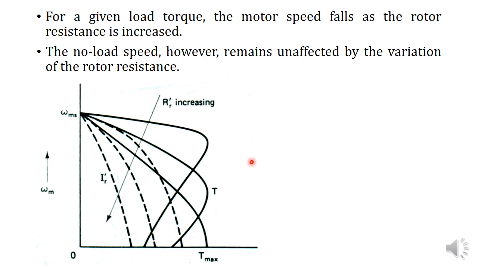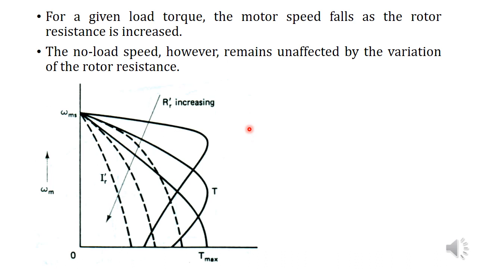Another thing is the no load speed, that is the speed when torque, on the x-axis, is equal to 0. This is the no load speed. The no load speed remains unaffected by the variation of rotor resistance. So, no load speed will be the same for all the curves. So as rotor resistance increases, speed falls.